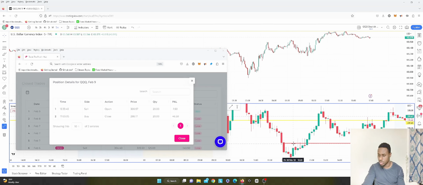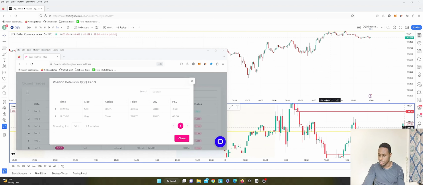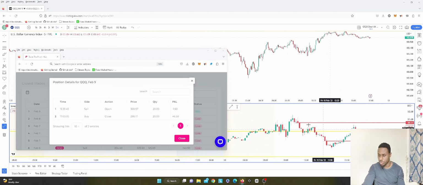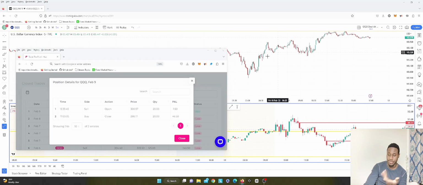298.17. Okay, perfect. So this is the QQQ. I caught this move to the downside. My stop loss was actually at 302, so it was above this level. Looking at this trade, if I can see something like this, a level where my stop loss is still tight and I can pick a direction, that might be the optimal strategy.